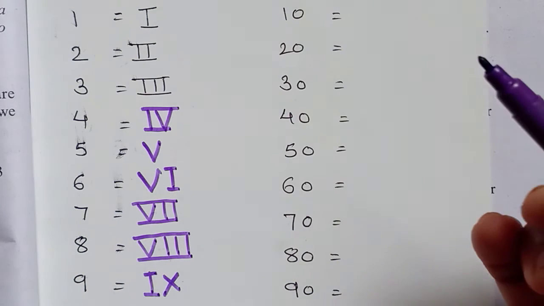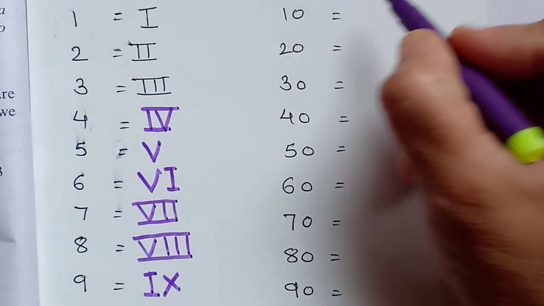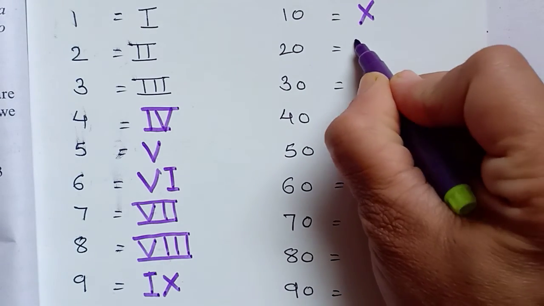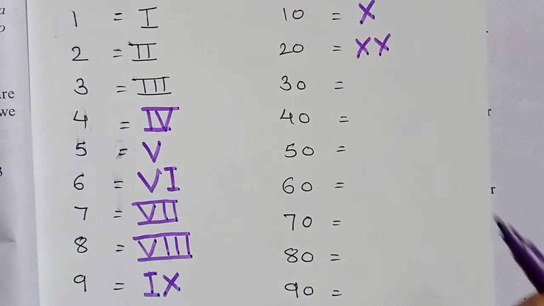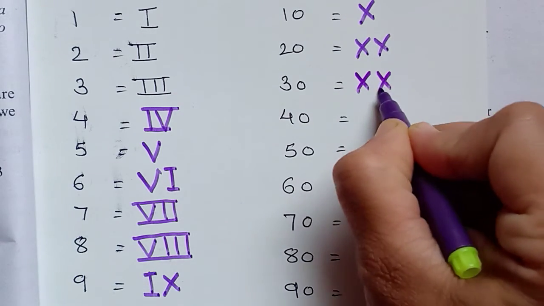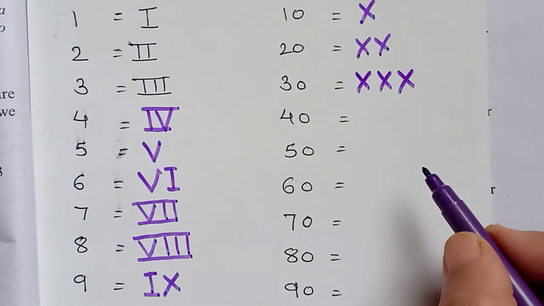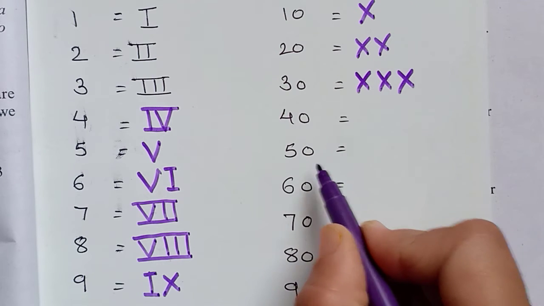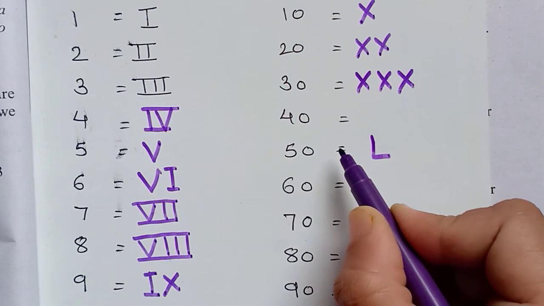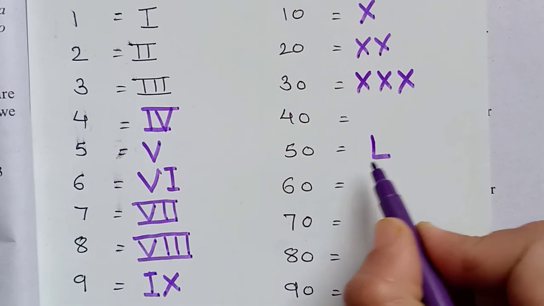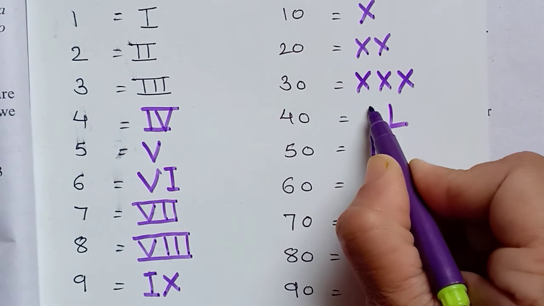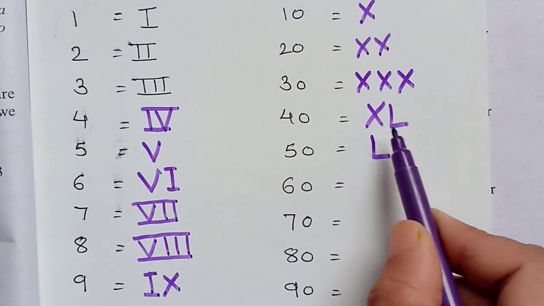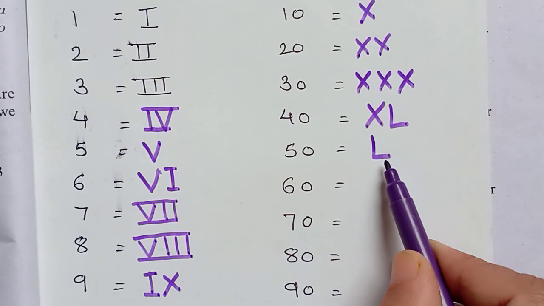Now let's see how to write 10 to 90. For 10 we have letter X. For 20 it is 10 plus 10, so double X. For 30 it is 10 plus 10 plus 10, so triple X. Now 40, we cannot write 4 times X. So for 50 we have L. So 40 is 50 minus 10. So I will write 50, and for minus I will write the X on the left side. So 40 is XL and 50 is L.